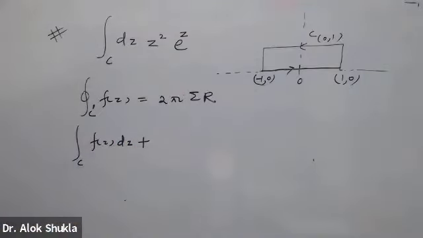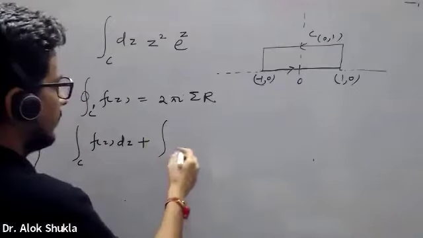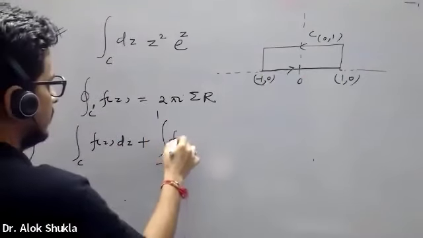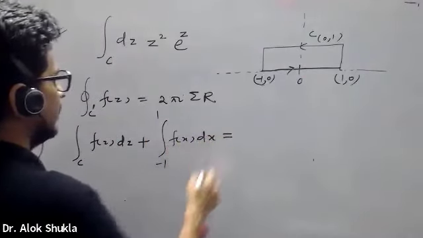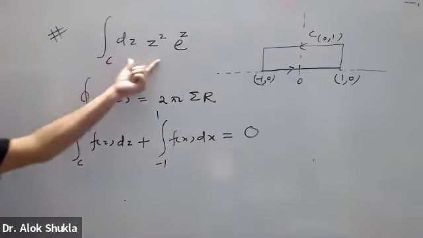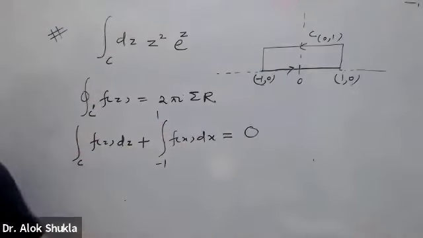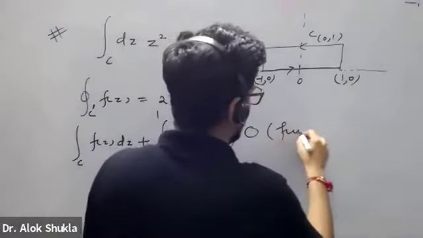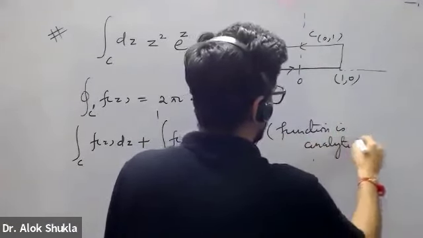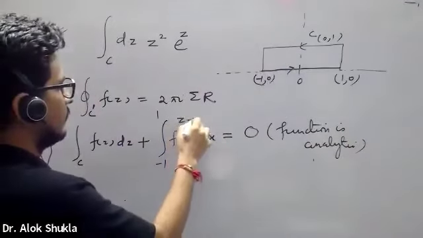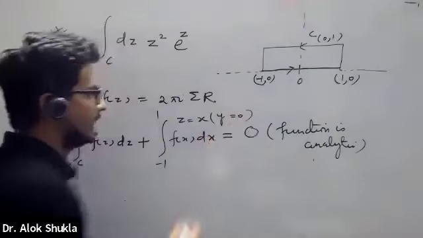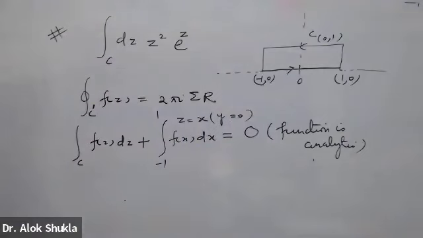And then I will write it like this: integral over c of f(z) dz, the solid line, plus integral from minus 1 to 1, because you are traveling on the x-axis, so y is 0. So I can write just f(x) dx is equal to 0, because this function has no pole, it is an analytic function. So the right-hand side is 0 because the function is analytic. And I have written z is equal to x because you are moving on the real axis. On the real axis, y is equal to 0. Fine.